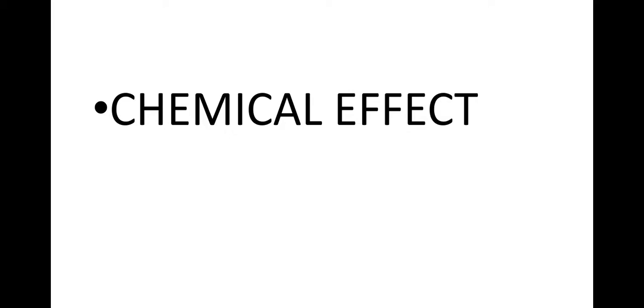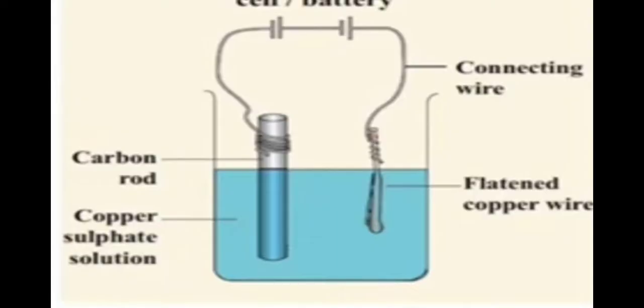Next, chemical effect of electric current. And here also we are going to perform an activity. Take a beaker half full with copper sulfate solution. Now take a carbon rod from used dry cell. Where do we use dry cell? In TV remotes, calculators, cameras and clocks, etc. Here we use the dry cell.